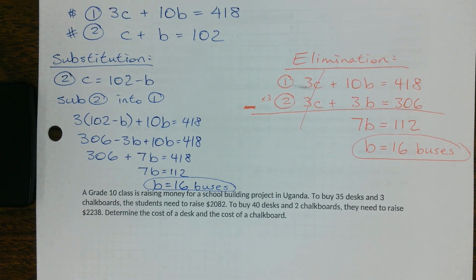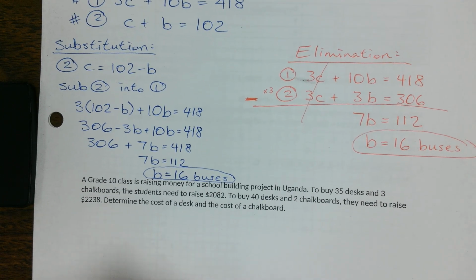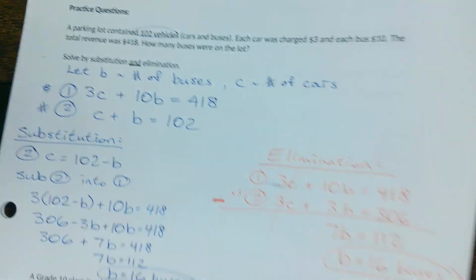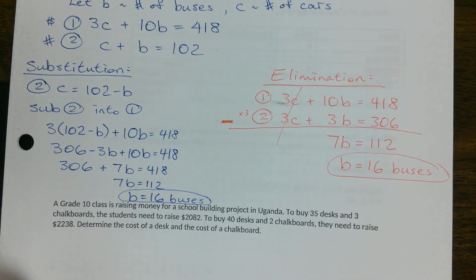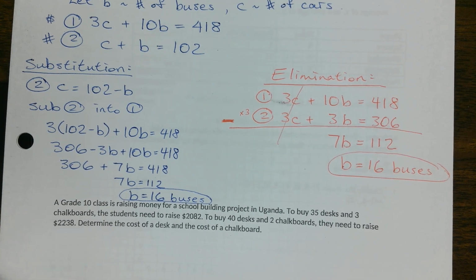Any questions on the first one? Okay, the second question is similar, so I'll leave that for you guys to do. Oh, sorry. Did you guys need another minute? Okay, so the second question is very similar. Remember, the first equation is money, the second equation is number of. So you set it up the same way.